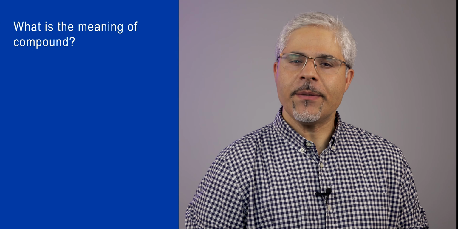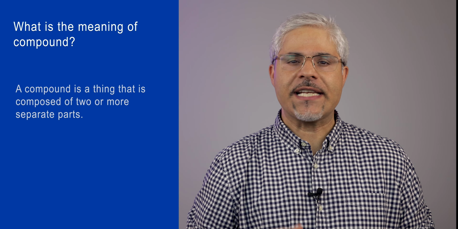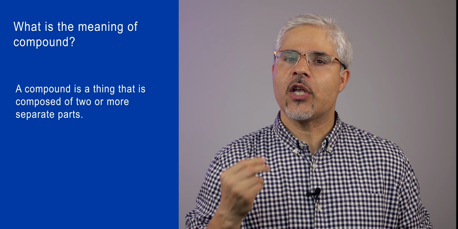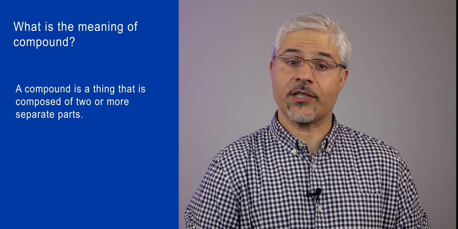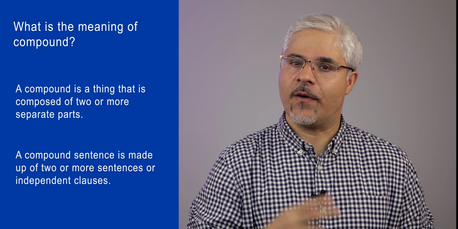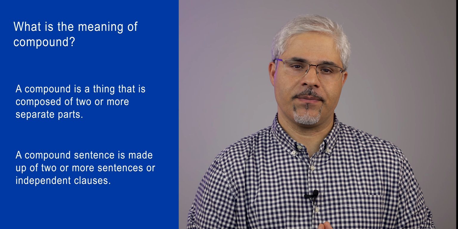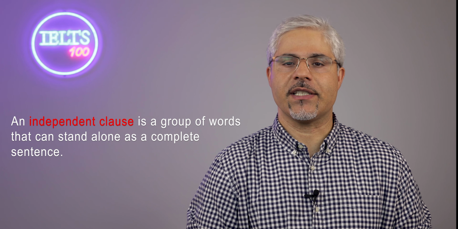First, what is the meaning of the word compound? A compound is a thing that is composed of two or more separate parts. So, a compound sentence is made up of two or more sentences or independent clauses. An independent clause is a group of words that can stand alone as a complete sentence.